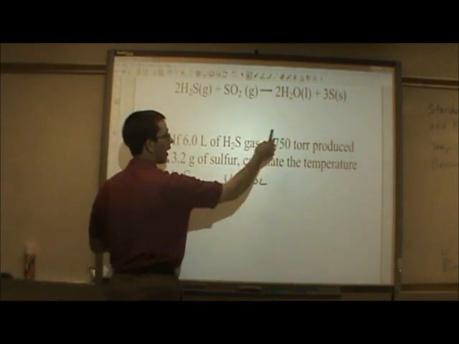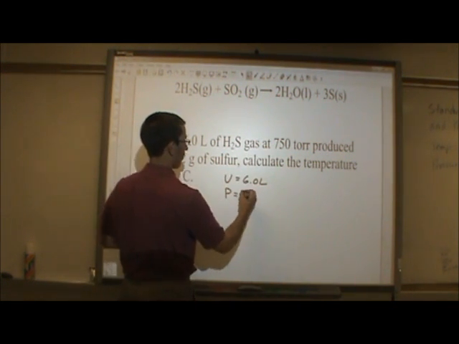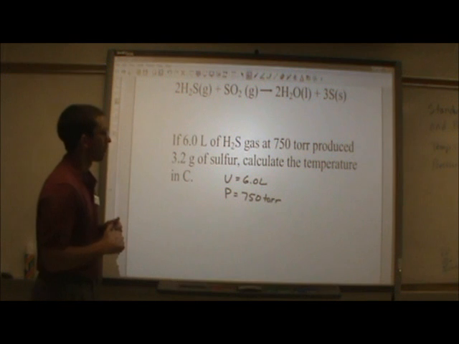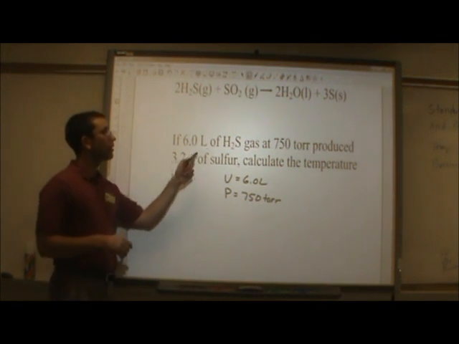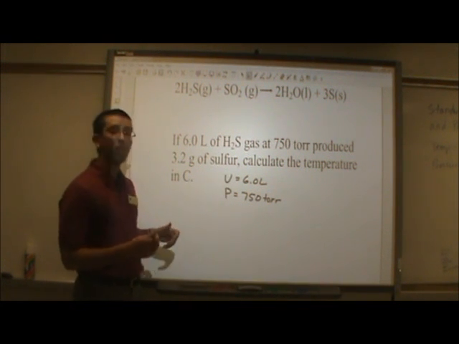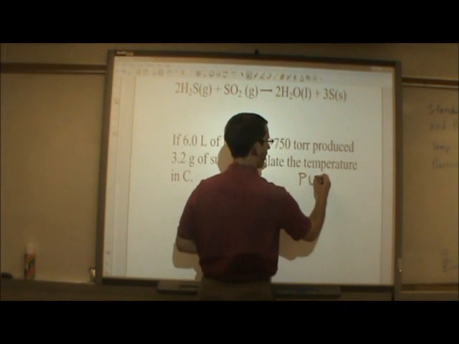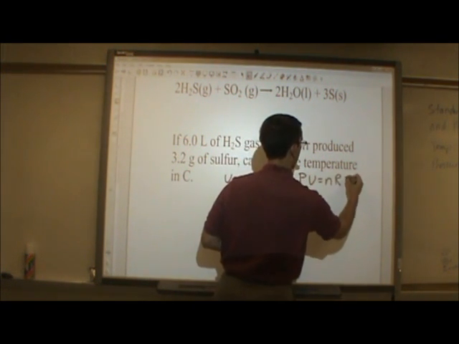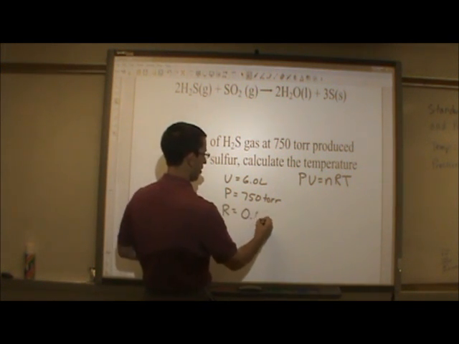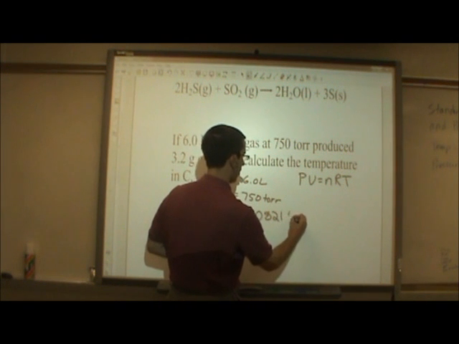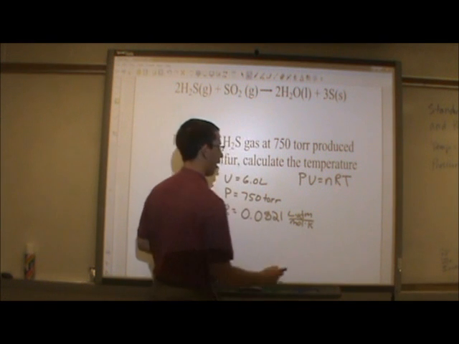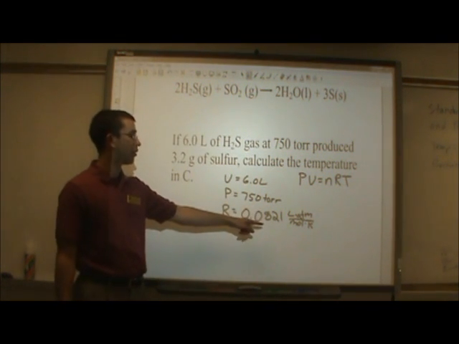They give us a pressure of the hydrogen sulfide of 750 torr. Then this grams doesn't go with the hydrogen sulfide. This is grams of sulfur. Eventually we're going to use the equation PV equals nRT, and we also know what R is. R is 0.0821 liters atmospheres per mole Kelvin. So we know what R is as well.